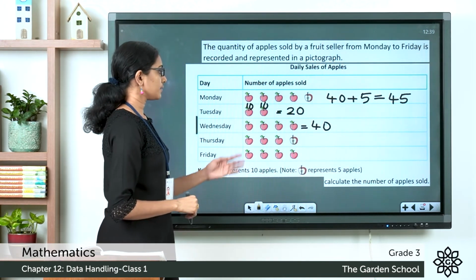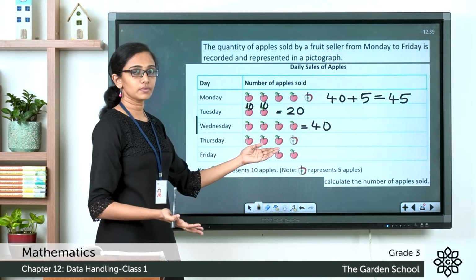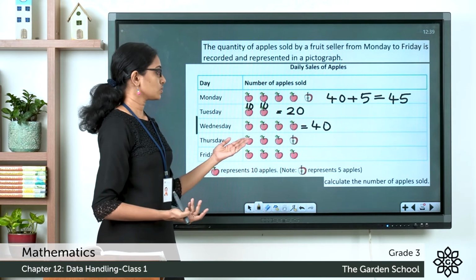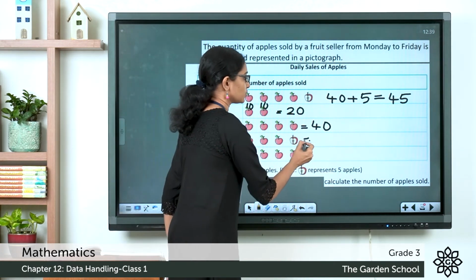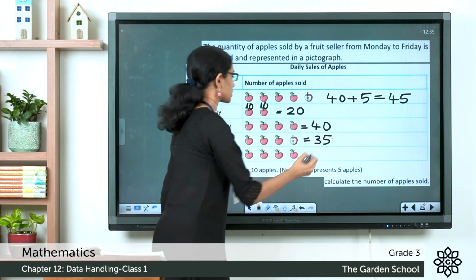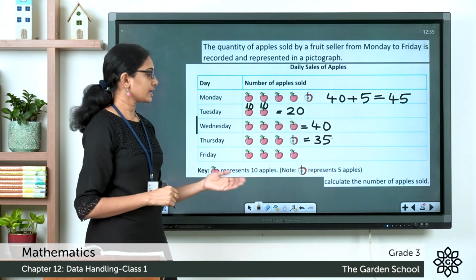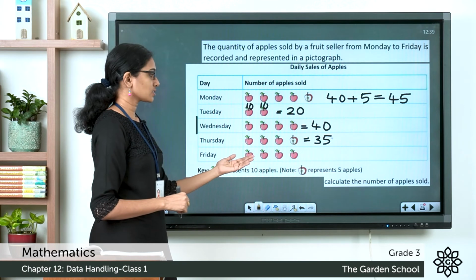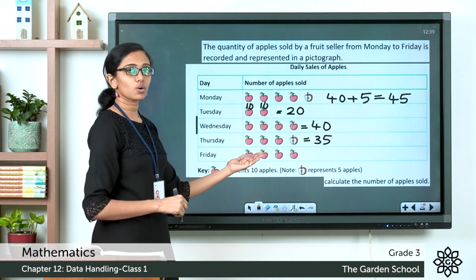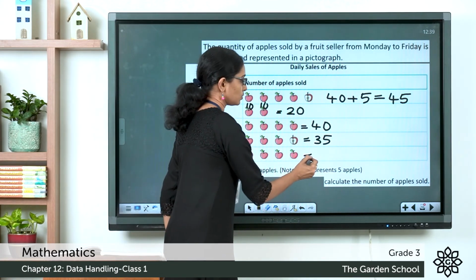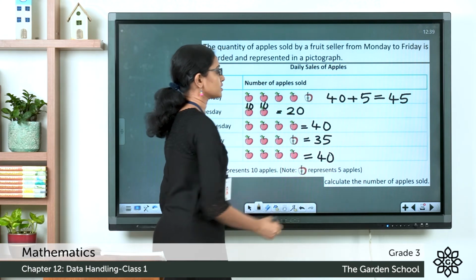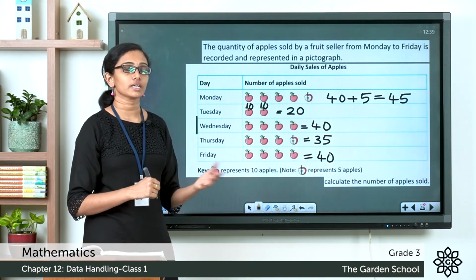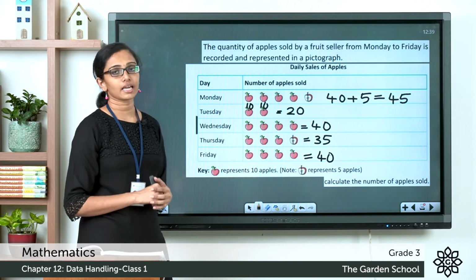Now, on Thursday, 1, 2, 3 full apples, which means 3 into 10 plus 5. So, 30 plus 5 is equal to 35 apples were sold on Thursday. Now, on Friday, the sales of apples is represented by 4 full apples. So, that is equal to 4 into 10, which is equal to 40 apples in total. So, I hope you understood how we found the total number of apples sold on each day based on the pictograph given here.